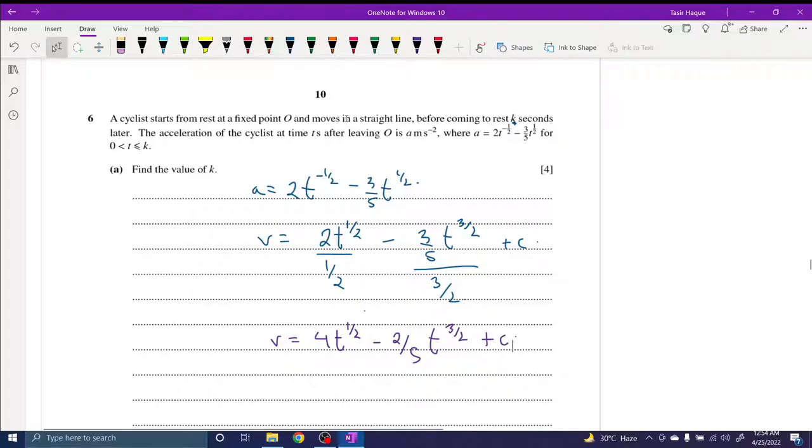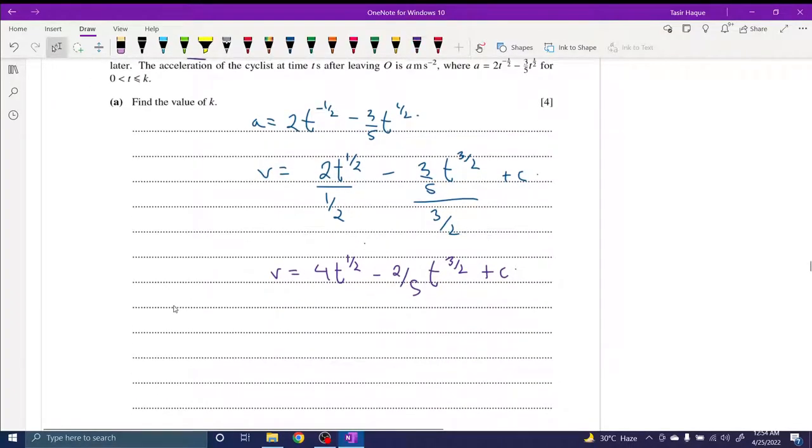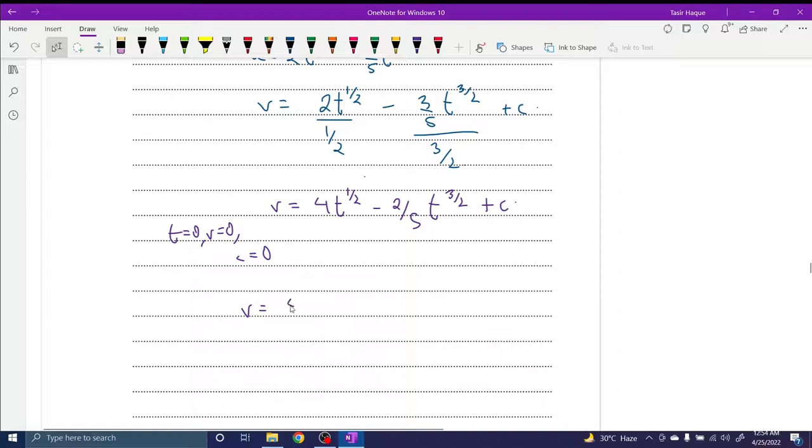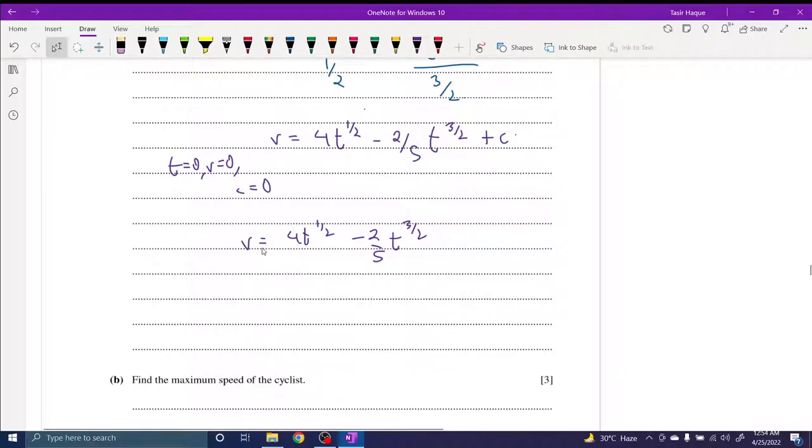Here's the thing. We start from rest, right? So at time 0, v is equal to 0, right? So c is also equal to 0. Okay, so this is our equation. V is equal to 4 t to the power half minus 2 by 5 t to the power 3 by 2. Okay, now we want to know when do we come to rest.